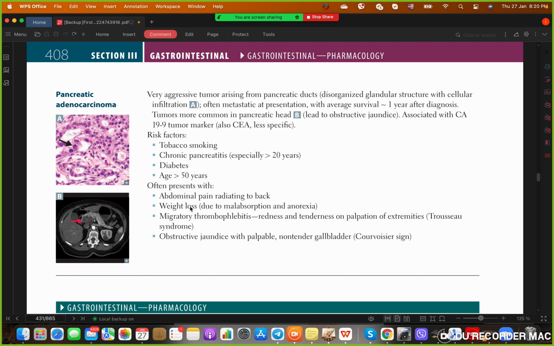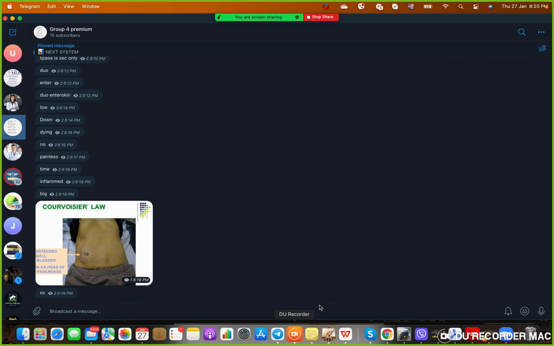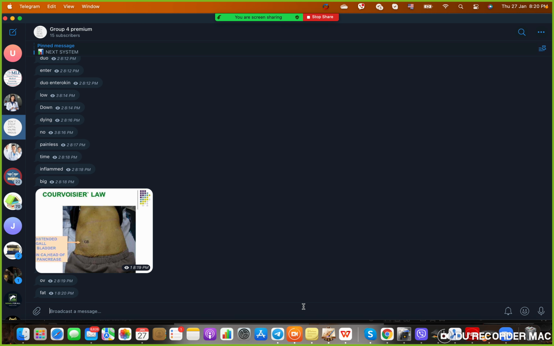Often present with an abdominal pain radiating to the back. Weight loss is due to malabsorption and anorexia. Okay, so malabsorption and anorexia lead to weight loss, and also vitamin deficiency. Vitamin deficiency, especially which one? Which vitamin deficiency do we get? Fat soluble vitamins plus B12.